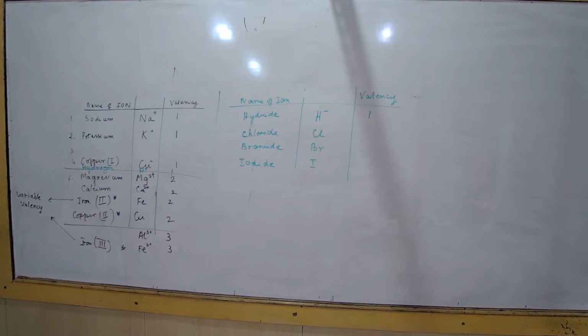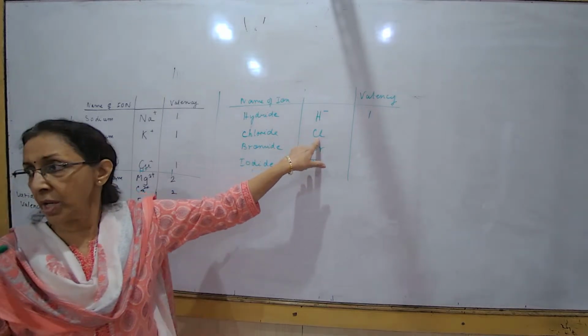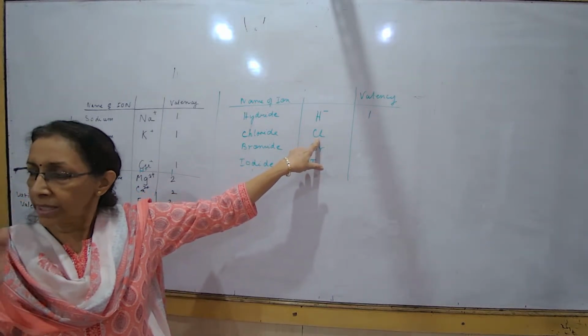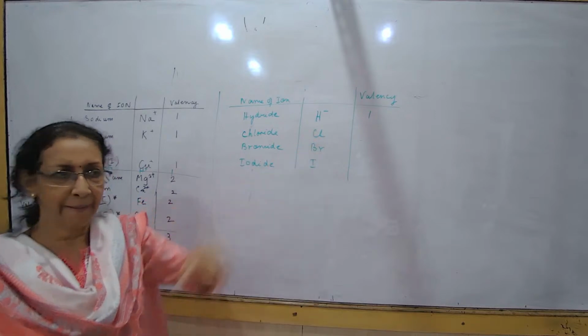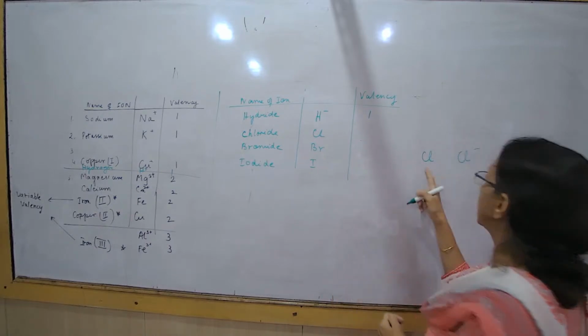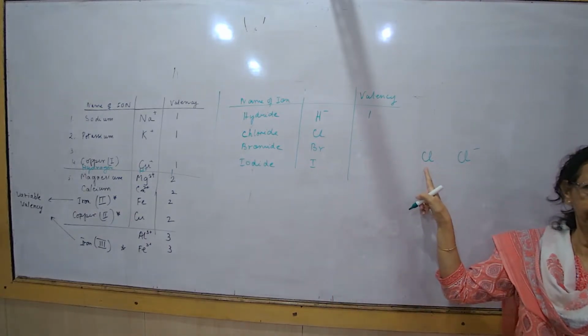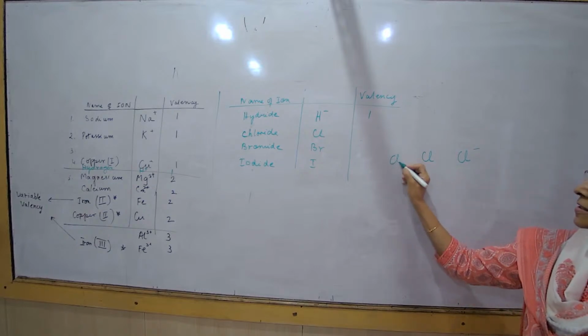Done, Abhishek? Now listen to me very carefully. I have written Cl without any charge. If I write only Cl, what does it mean? It's not negative, not positive. Suppose I write Cl minus. What is this? And what is this?